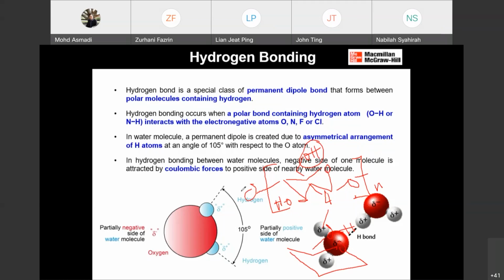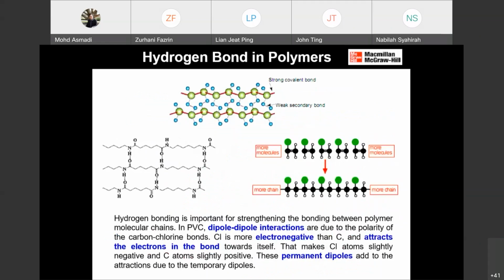If there is another one and this one has an OH, this one can also form hydrogen bonding with the O here. So it is possible, and with another molecule also possible, and it is very strong. That's why cellulose consists of amorphous and also crystalline structure, an asymmetric arrangement of hydrogen atoms. So that's an example. This one is from water, with different charges, negative and positive. Yes, this is for the polymer.